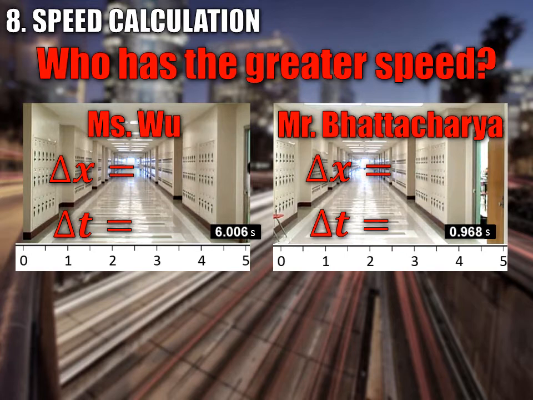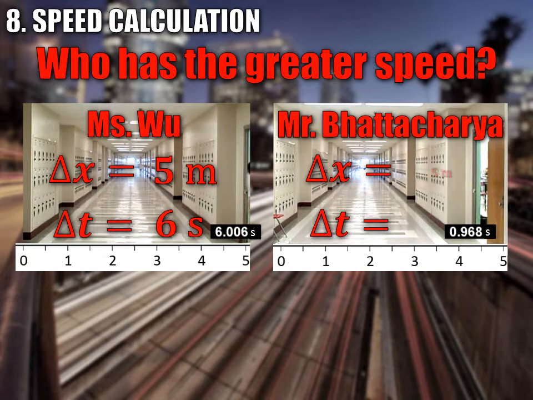So Miss Wu, she traveled from one end of the hallway, from 0 to the other end of the hallway at 5, which means her displacement was 5 minus 0. Her displacement was 5 meters. And the time it took, assuming that the video started at 0, which I believe it did, I don't see it, I just see the final time here. We're going to assume it started at 0, which means that there would be 6 seconds for her to reach the other end of the hallway.